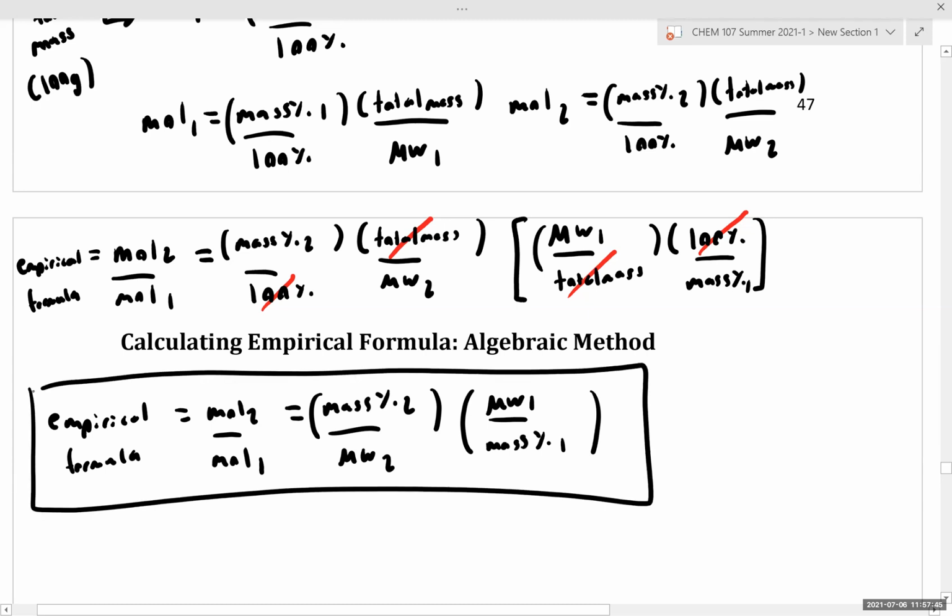So we've seen algebraically that we can solve for the mole-to-mole ratio, and we can get a very simple equation to calculate the empirical formula from the mass percentage and the molar mass. Does this make sense to everyone? Does everyone see how we obtained this equation? Any questions on this thought process?